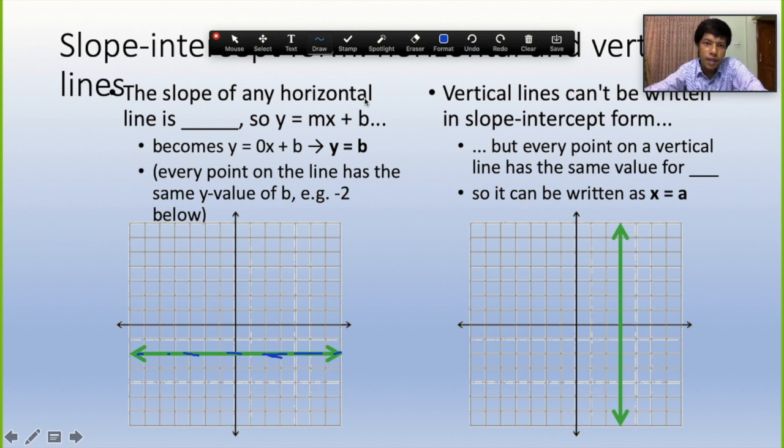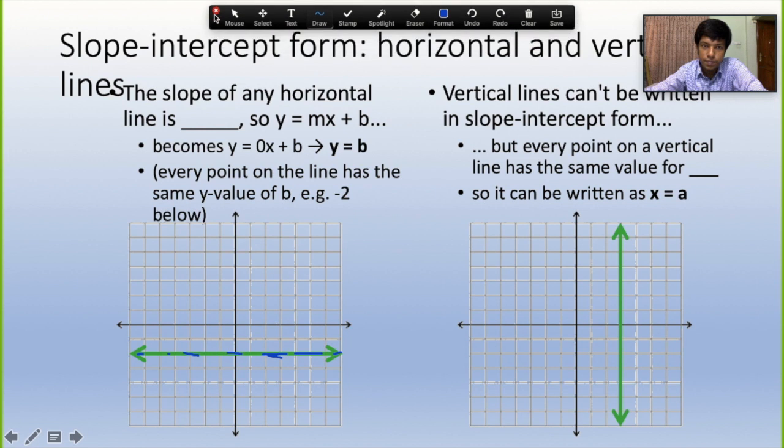So if a line is horizontal, what will be the slope of that line? We know that there will be some y-intercept. That's for sure. For example, in this equation, the y-intercept is negative 2. But what is the slope in this equation, in this drawing?